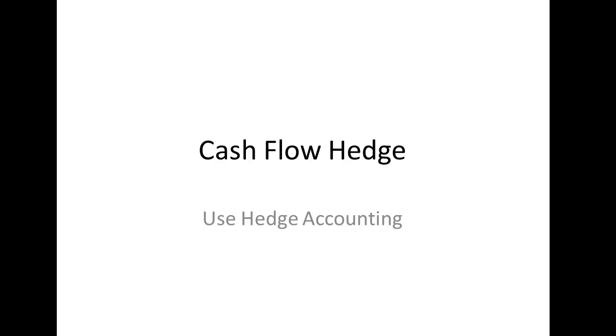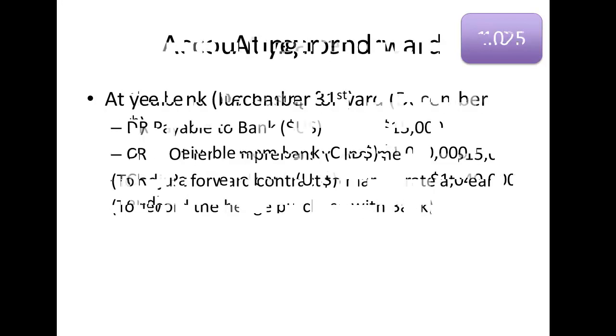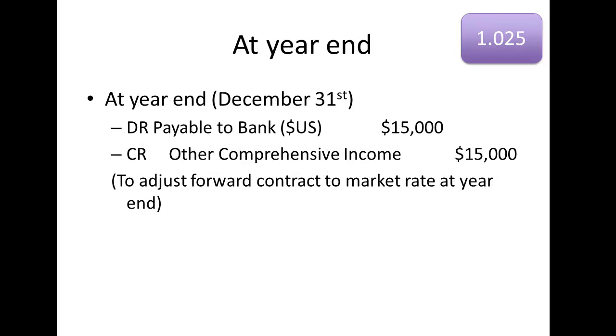Now that we have a true cash flow hedge in place, there are special accounting rules to consider. At the date of purchase, the entry to record the forward contract is exactly the same. However, at December the 31st, this is where the changes begin happening. We need to adjust the payable to U.S. Bank to reflect the weakening U.S. dollar. But we don't want to report a foreign exchange gain or loss because we want to treat the forward as a hedge against the future transaction.